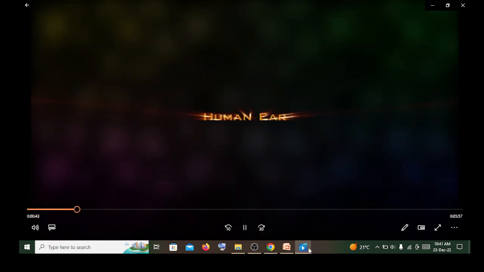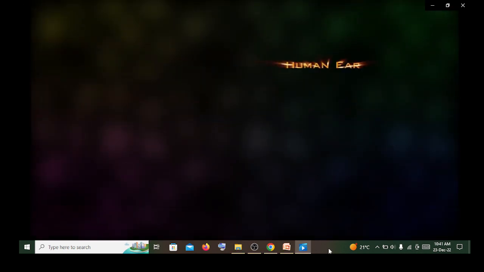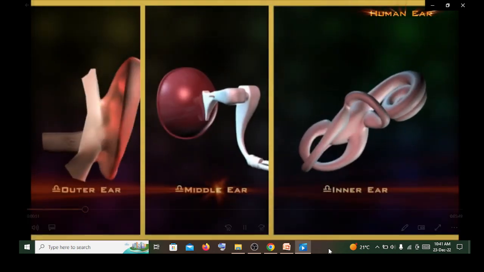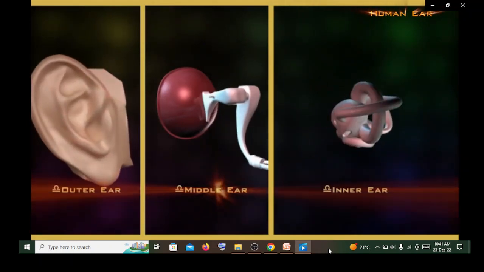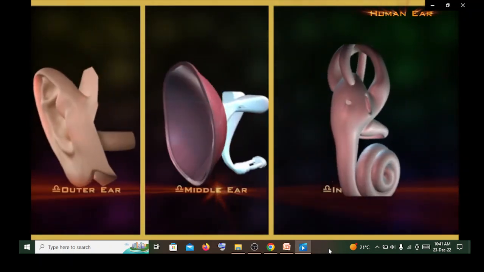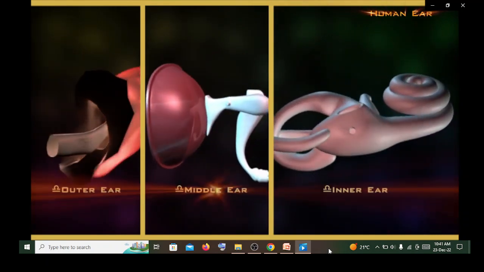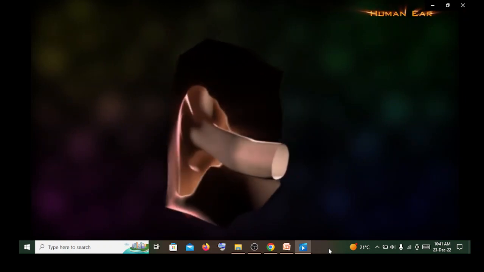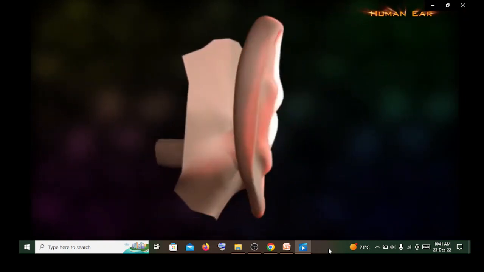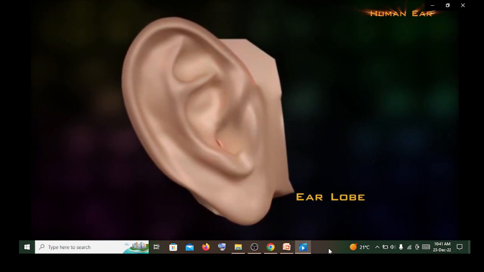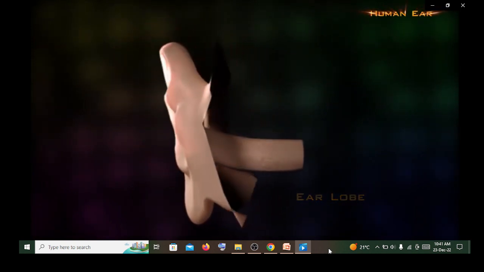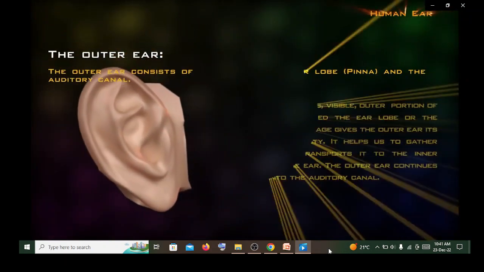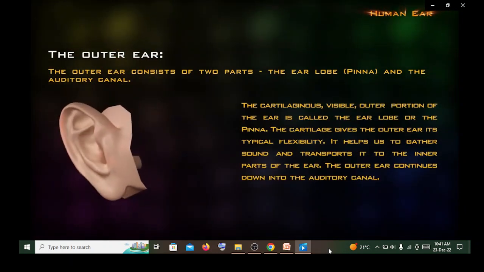To decode the whole complicated behavior, we have broken down the ear into 3 broad parts, namely the outer ear, the middle ear, and the inner ear. The outer ear. Physiology. The outer ear consists of 2 parts, the earlobe or pinna and the auditory canal. The cartilaginous visible outer portion of the ear is called the earlobe or the pinna.